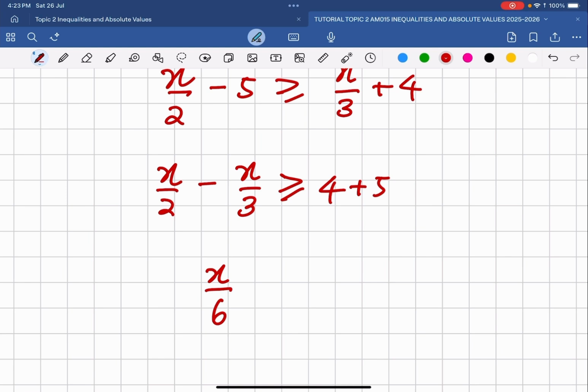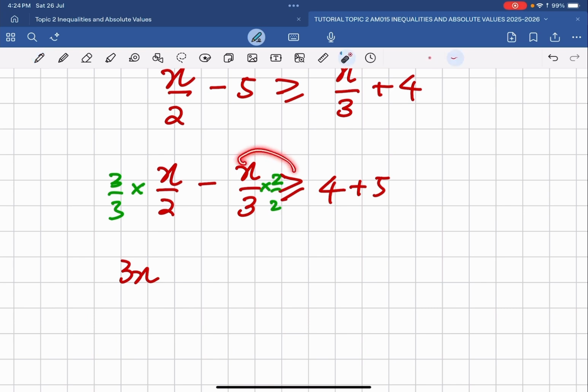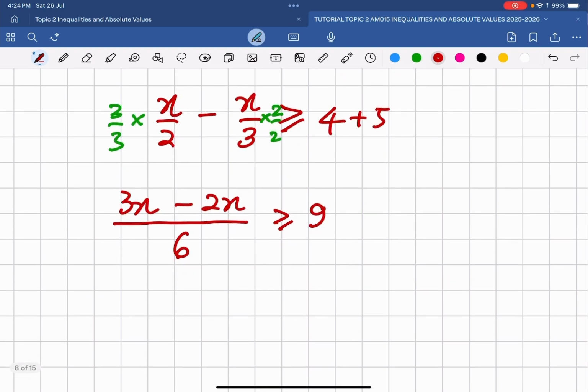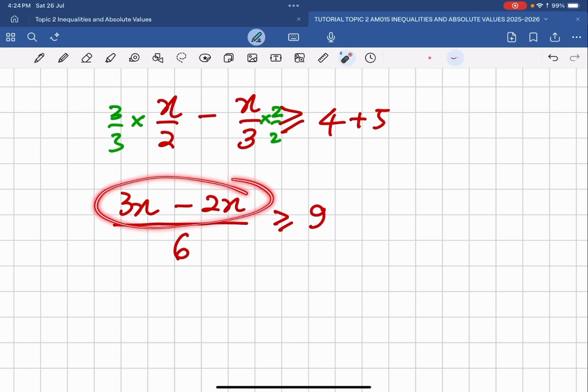Okay, so how it was come up with this x over 6 without simply equalizing the denominator is, okay, if you would like to equalize the denominator, it means that the least common factor is 6, so we're going to multiply x over 2 with 3 over 3 and x over 3 with 2 over 2. Okay, so 3 times x is 3x, and negative x times 2 is negative 2x, and the denominator is 6. Okay, 4 plus 5 is 9, and 3x minus 2x is x.